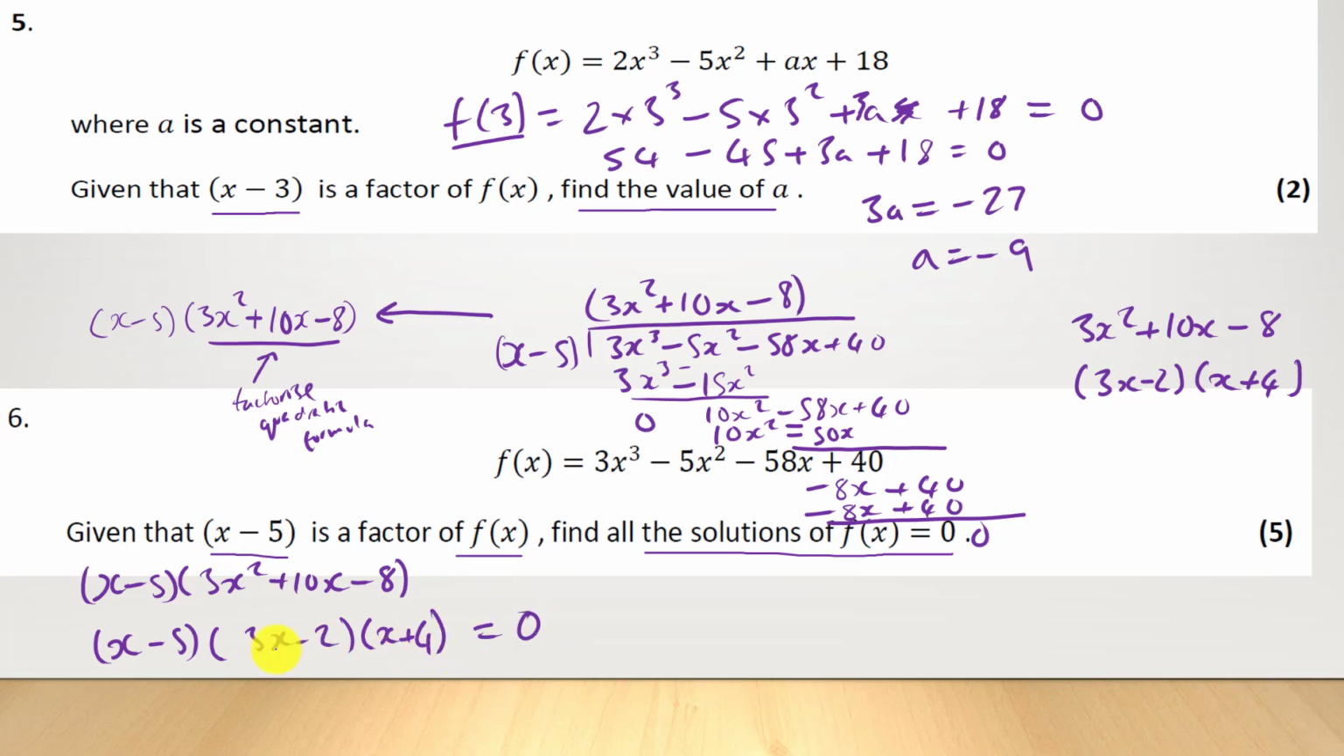So that's equals 0. So x equals 5 is the solution. Don't get sloppy at this. 3x minus 2 equals 0 is the solution, so we're going to get 2 over 3. x equals 2 over 3 is the solution, and then you can jump here. x equals -4, and that's your 5 out of 5 marks. Wonderful.